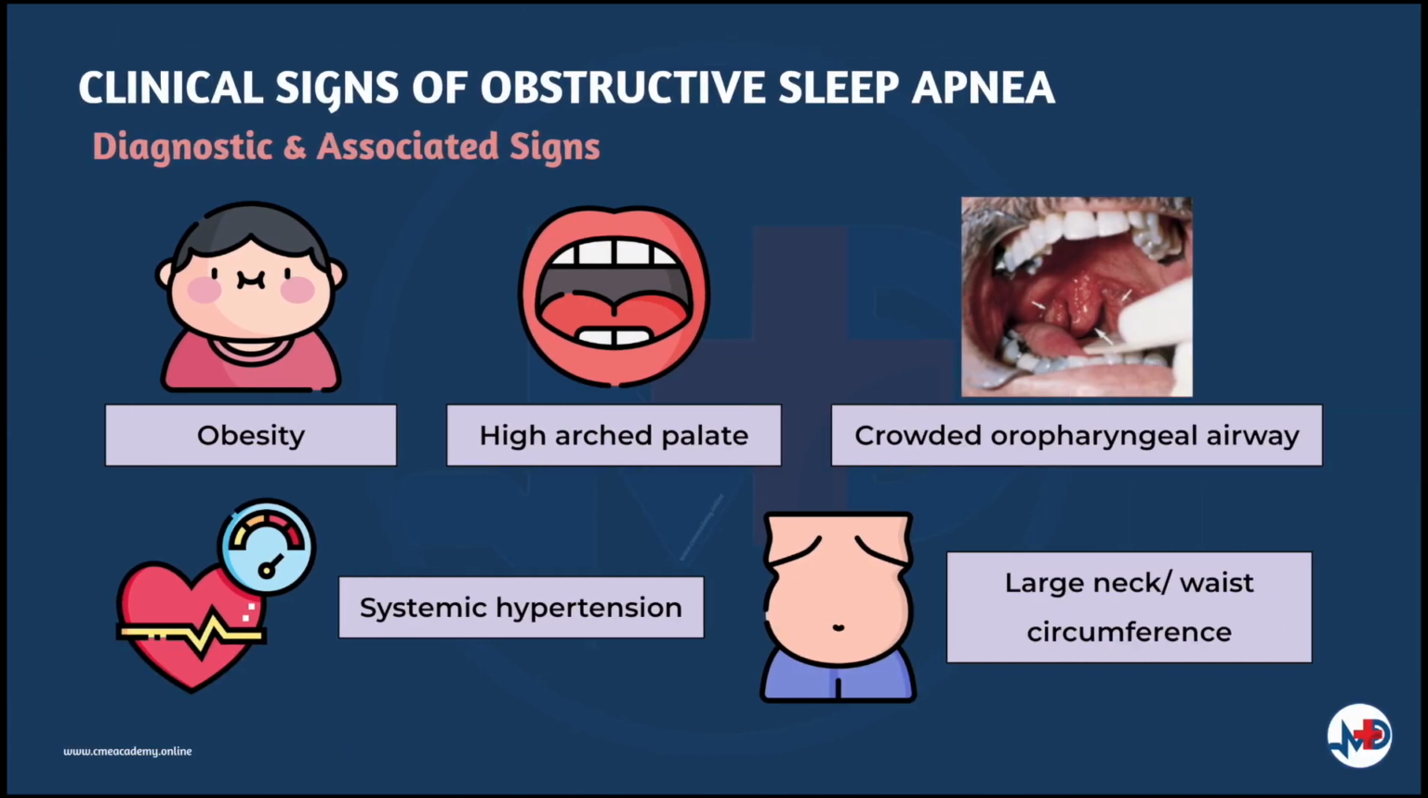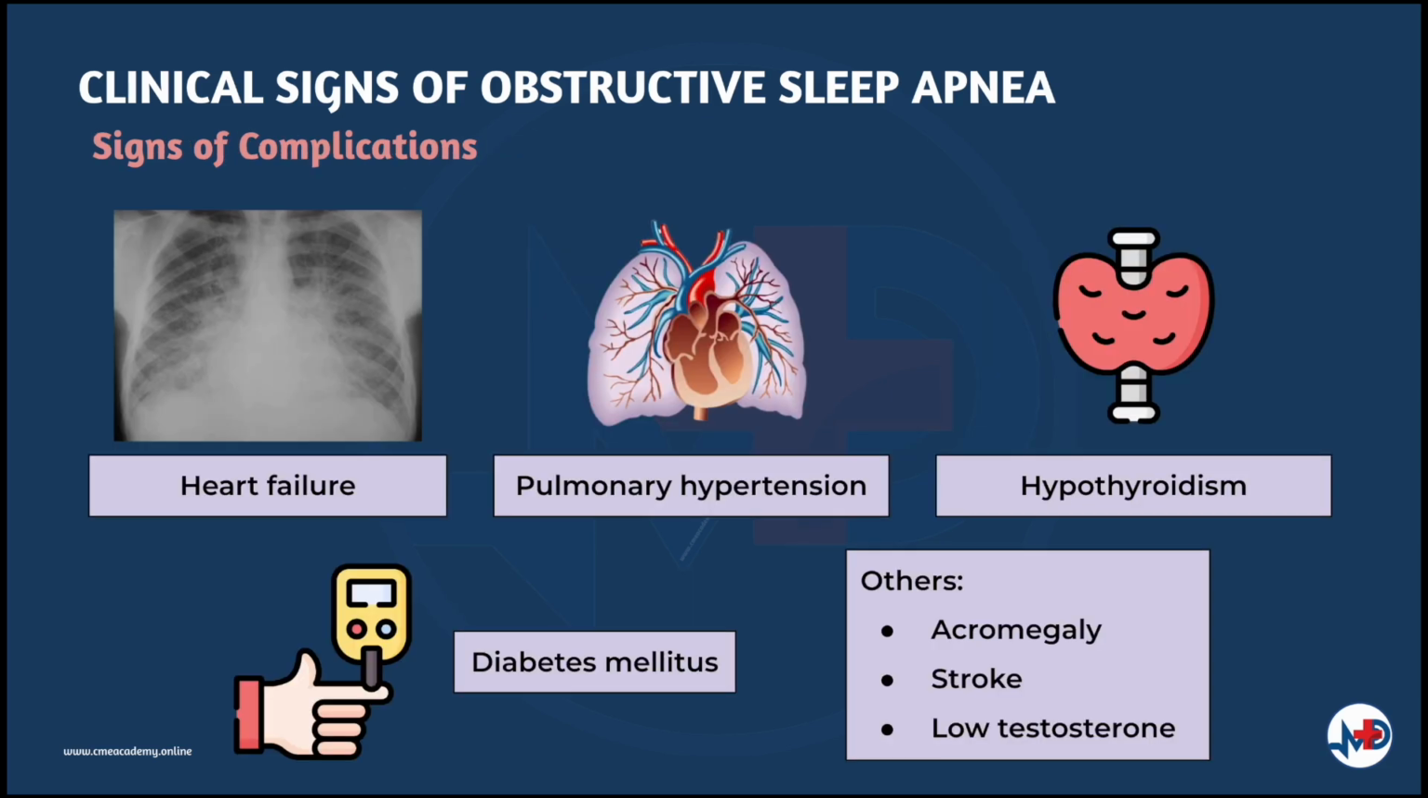Obesity, a high arched palate, crowded oropharyngeal airway according to the modified Mallampati classification, a large neck and or waist circumference, and systemic hypertension are some factors that should prompt association with obstructive sleep apnea. Signs such as pulmonary edema, bilateral lower limb swelling, displaced apex beat, and elevated JVP point towards the development of heart failure, which is a possible complication of obstructive sleep apnea. Pulmonary hypertension often presents as a loud and palpable P2.